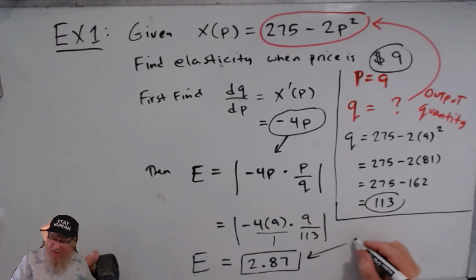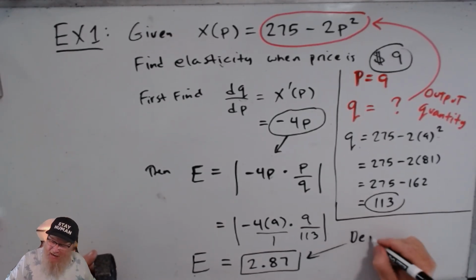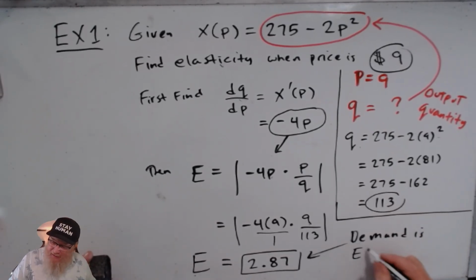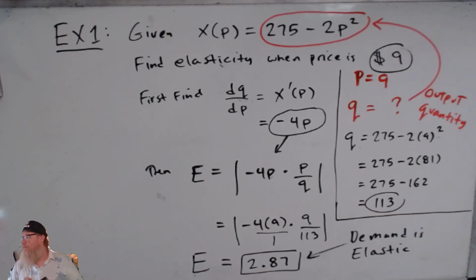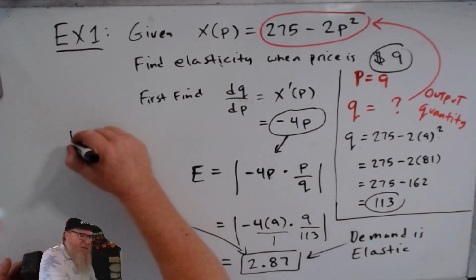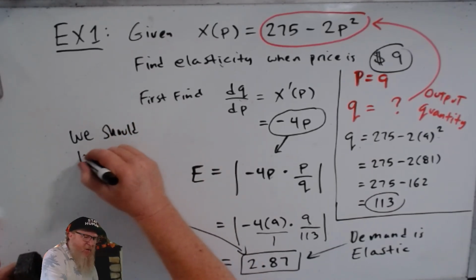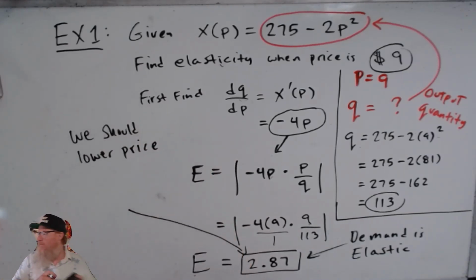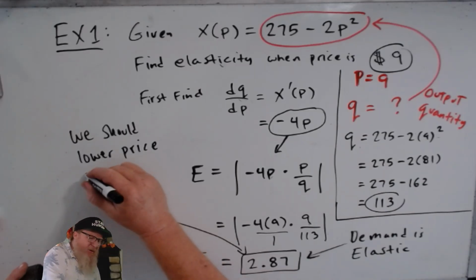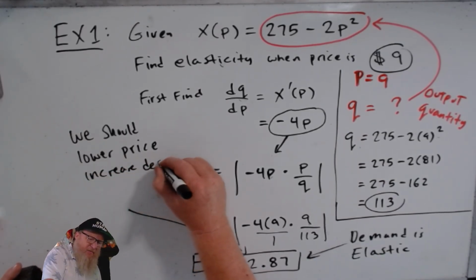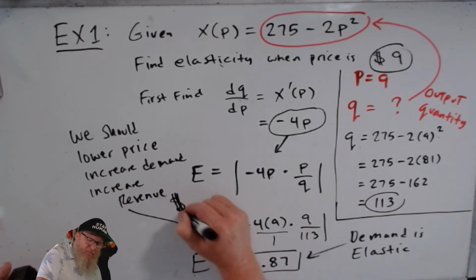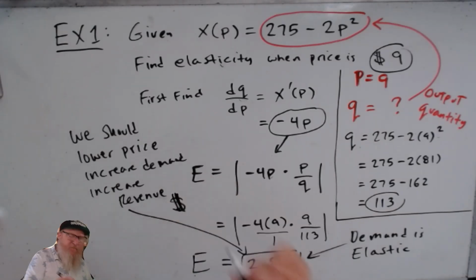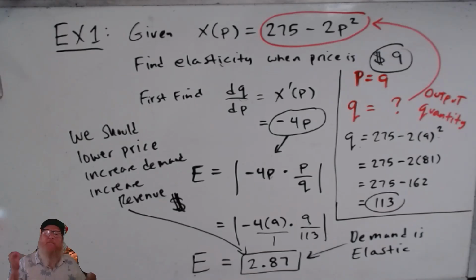All right, so this is called elastic. So we say demand is elastic. And what should we do? We should lower the price. That will increase demand, and that will also increase revenue. That's supposed to be a dollar sign. All right, so that's a pretty straightforward example.